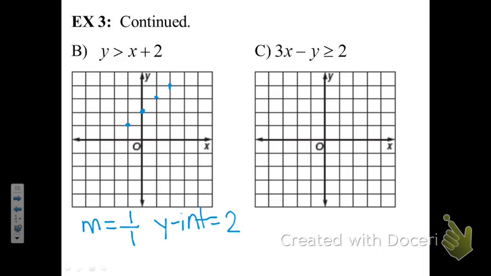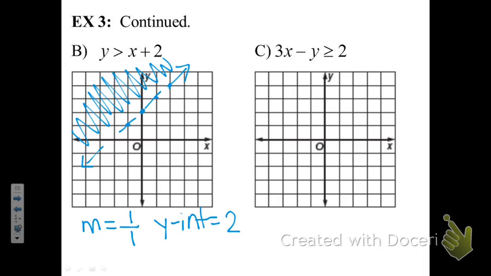But before I draw it, because it's an inequality, I want to determine if it is a solid or a dashed line. It is a dashed because there is no equal. And because it's an inequality, we have to determine where we shade. The problem reads y is greater than x plus 2. So because it's greater than, we want to shade above.